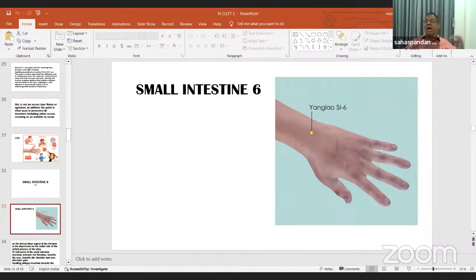So brighten the eye. It can create acute neck or lumbar pain. If there is acute neck pain, if there is very severe neck pain or lumbar pain, then you can use this point.